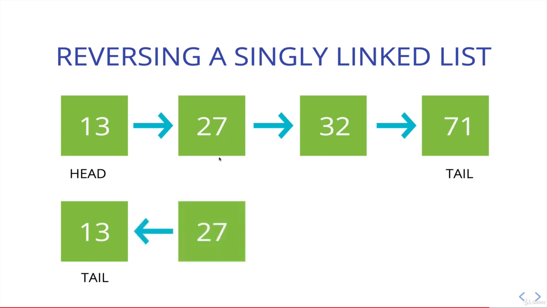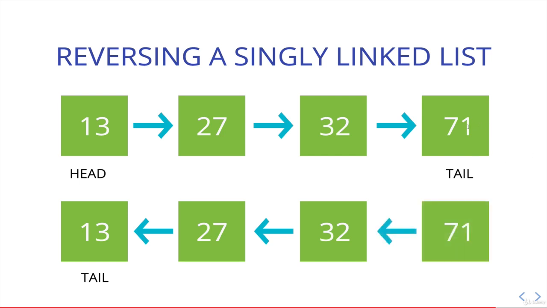There we go. Now we're on 32. So we take the .next of 32, which is 71, and we save 71, put that on the side. Then we take 32 and set its .next to be 27. And now we go back to 71. There's nothing after 71. There's no .next. So we just take it and set its .next to be 32. And then this becomes the head.